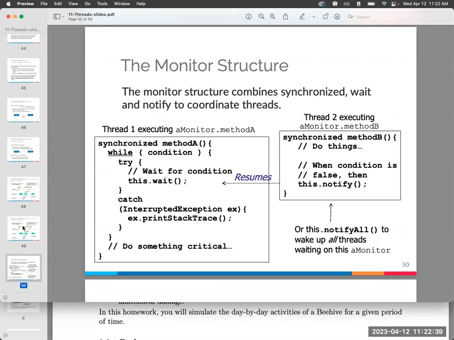Maybe there's some use case. So if we use notify all, then every thread will be trying to acquire a lock. Yes. Which one would be getting it? You don't know, right?